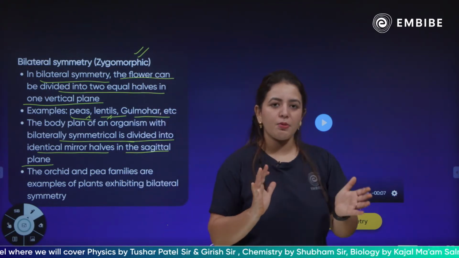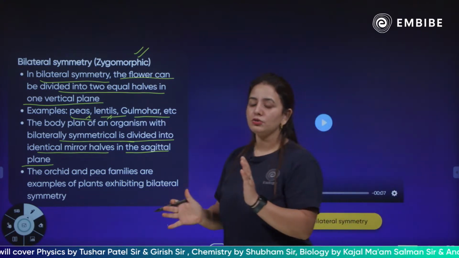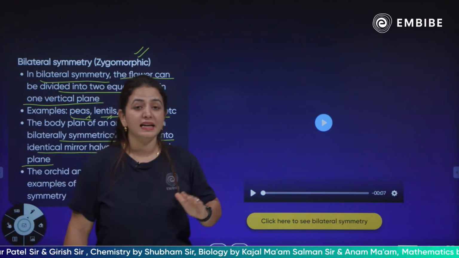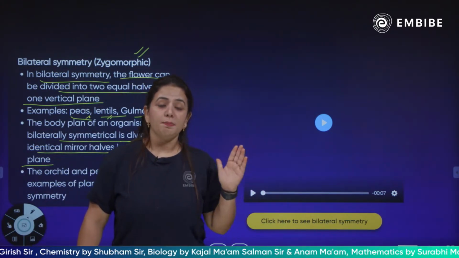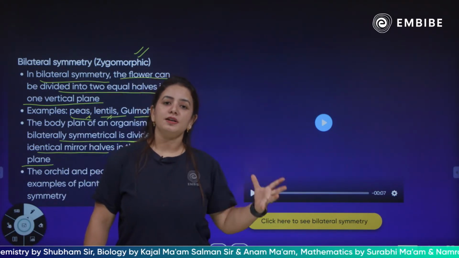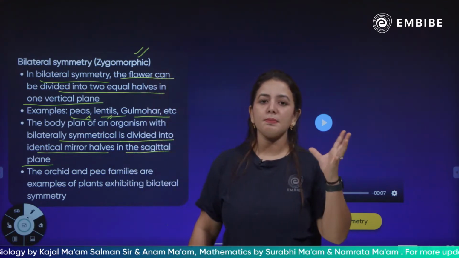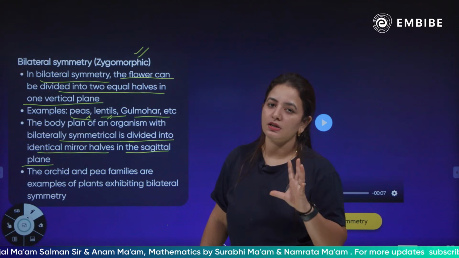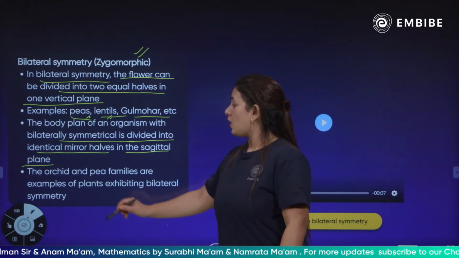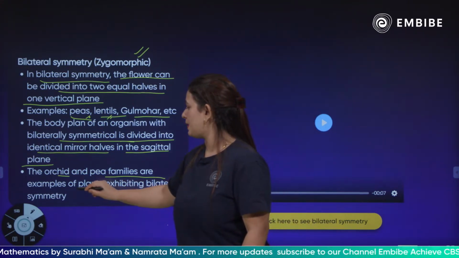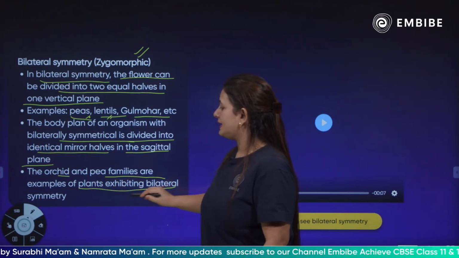You are very much familiar with the term mirror images. If we cut flowers which possess bilateral symmetry, the two parts generated will be mirror images of each other, or mirror halves of each other. Clear? The orchids and the pea families are examples of plants exhibiting bilateral symmetry.